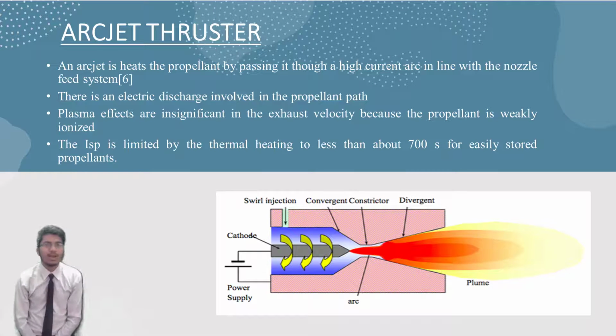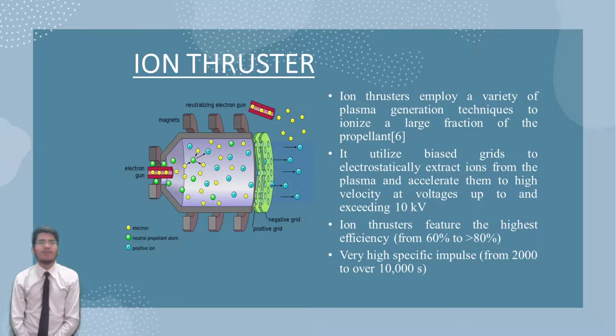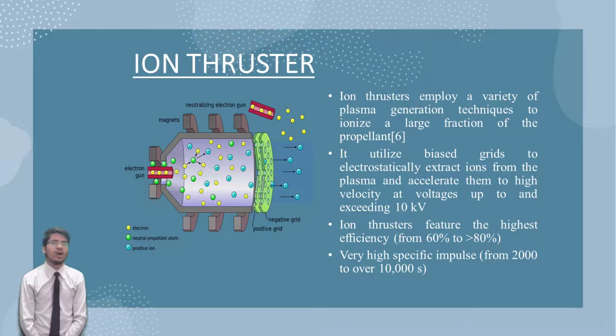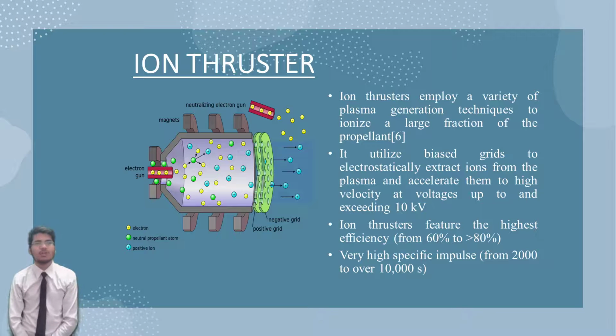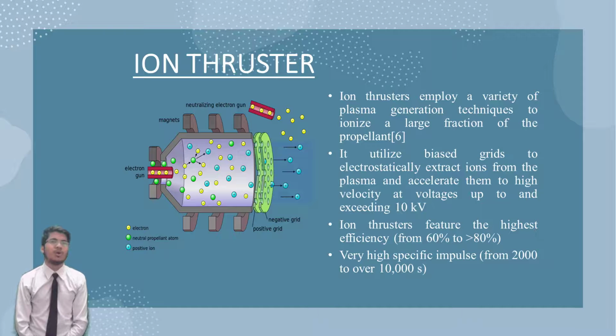Ion thruster. It employs a variety of plasma generator techniques to ionize a large fraction of the propellant. These thrusters utilize biased grids to electrostatically extract ions from the plasma and accelerate them to high velocity at voltages up to and exceeding 10 kilovolts. Ion thrusters feature the highest efficiency, from 60% to 80%, and very high specific impulse from 2000 to over 10,000 seconds.